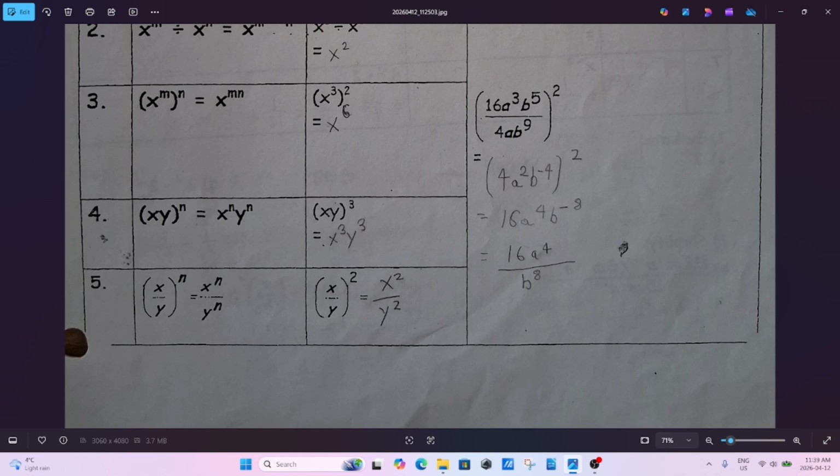Number 5, x divided by y, all to the n, is equal to x to the n divided by y to the n. So if you have x divided by y to the exponent 2, that's just x to the exponent 2 divided by y to the exponent 2.